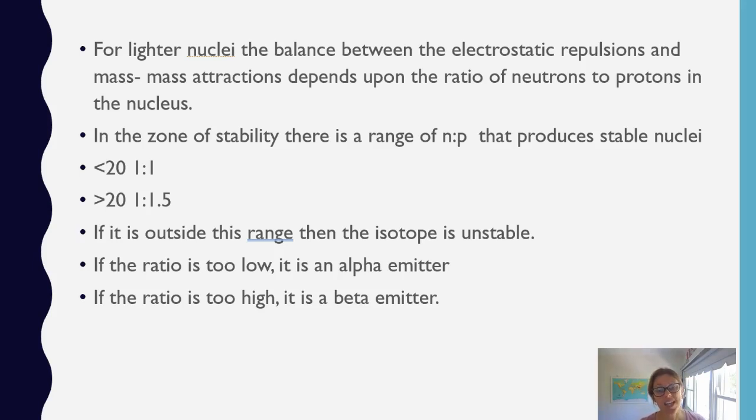Then for our elements greater than 20, we do have a little bit more leeway. It's a ratio of about 1 to 1.5. If it falls out of this range, it's considered to be unstable. If the ratio is too low, so not enough neutrons, it usually is an alpha emitter. And if the ratio is too high, it will be a beta emitter.